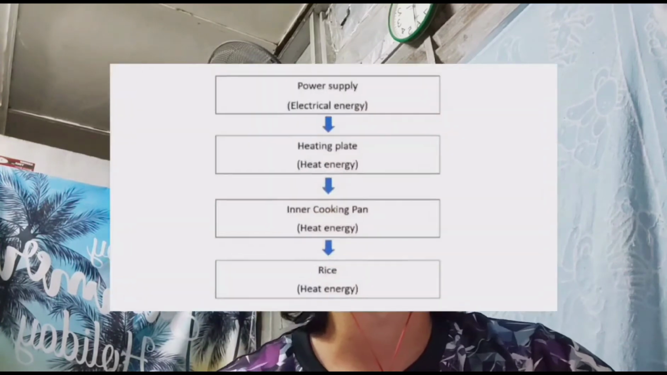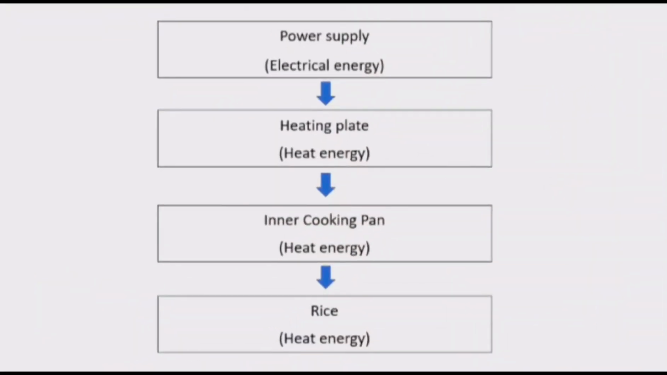In this application, the rice cooker is the same as a pressure cooker, which is an isochoric process, where the volume of the rice cooker itself is kept constant, so no work is done at all, while the heat transfer is conserved from the power supply until the end. I will show you the diagram for further understanding, where the electrical energy is converted from the power supply to the heating plate, to the inner cooking pot, and last but not least to the rice itself throughout the process. So the energy is conserved throughout the process.